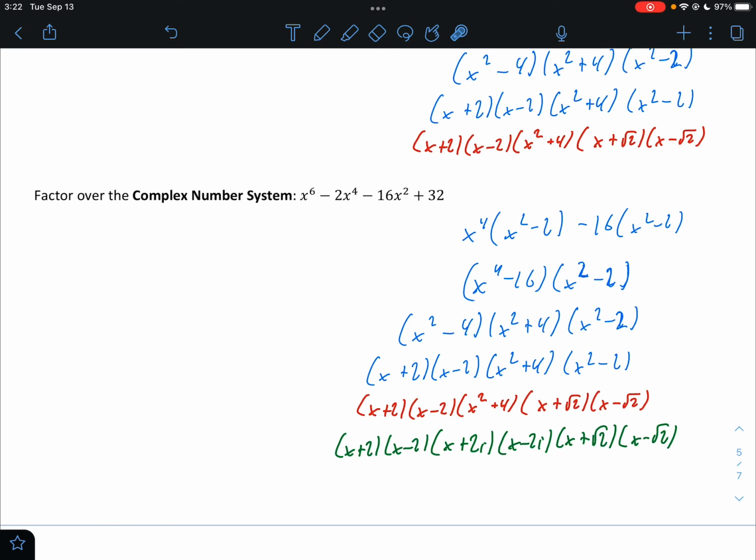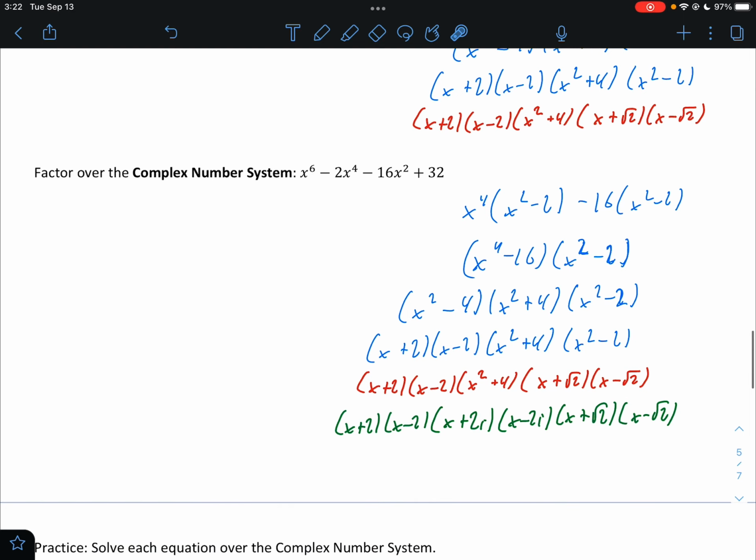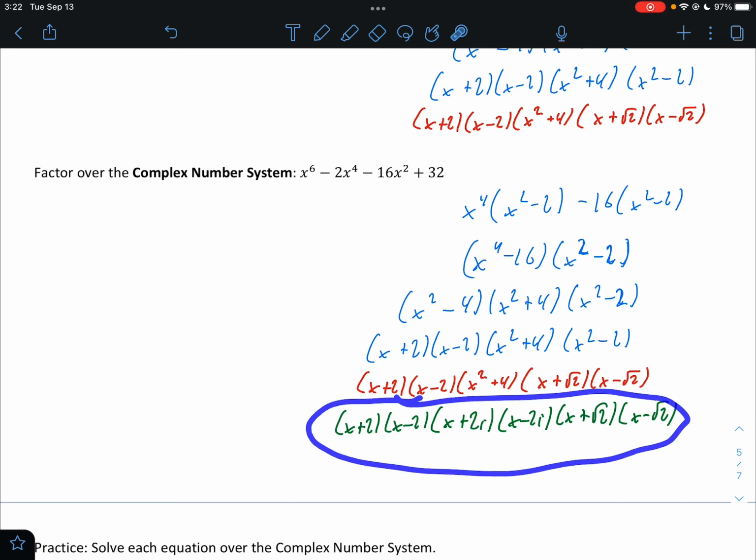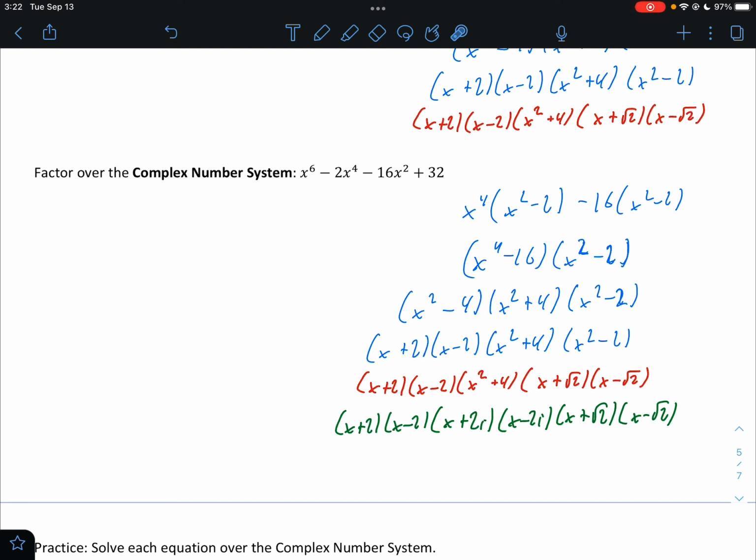All right, so now what we're going to do is a little bit of practice solving each equation over the complex number system. There's 3 problems here. If you feel confident and you want to try these 3 on your own, you're welcome to do so. You're just factoring like we did here and then setting each piece equal to 0. Okay? If not, I will go through them one by one in about 5 seconds here. But if you want to try these, pause the video and try them now.